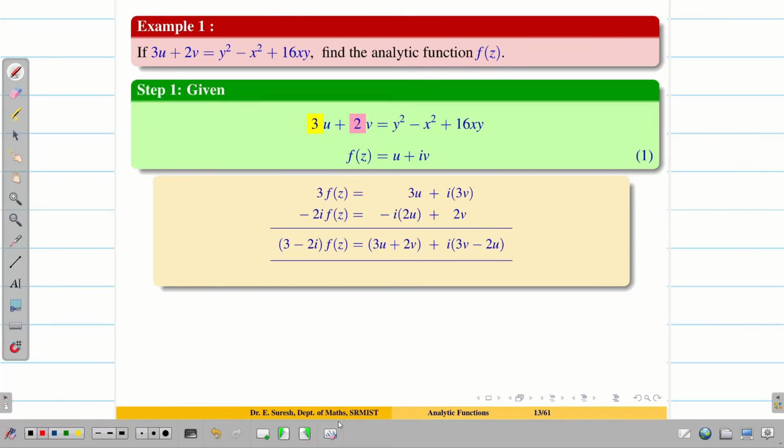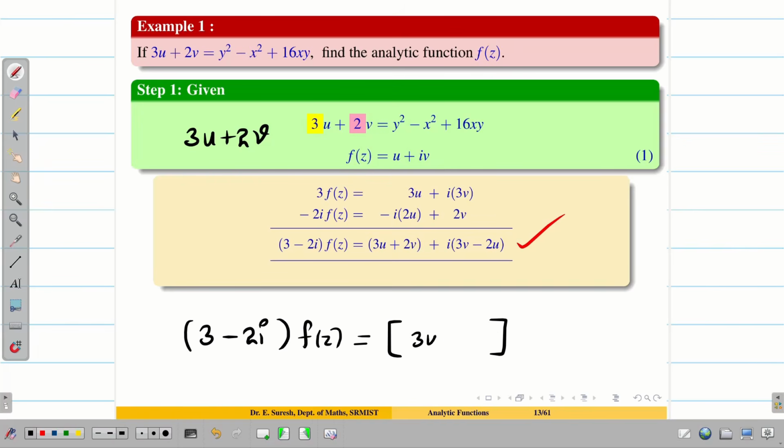If some students have difficulty getting this equation, a simple idea: if the problem is given as 3u plus 2v, just write 3 minus 2i into f of z. Therefore, my real part will be the same, we get the same question, 3u plus 2v plus i into. Now interchange u and v and then check the sign. If you have plus here, put minus. If you have minus here, similarly put plus. So now we have 3v minus 2u. You can check with the answer.